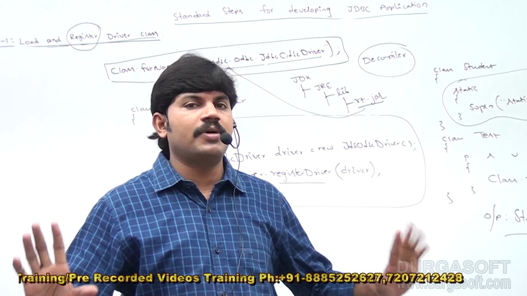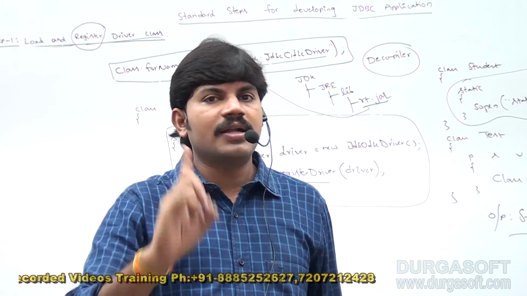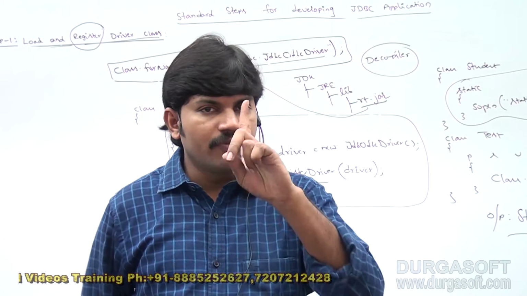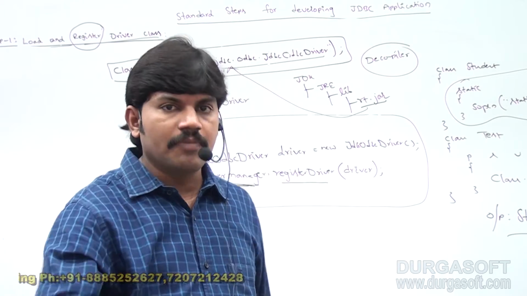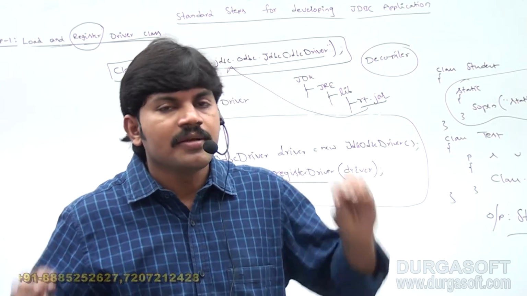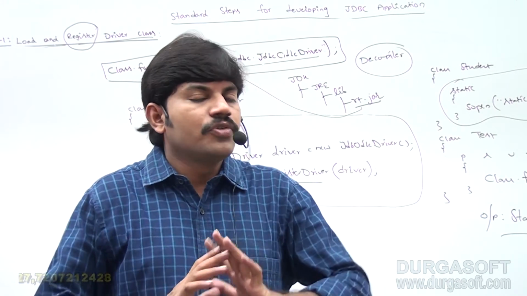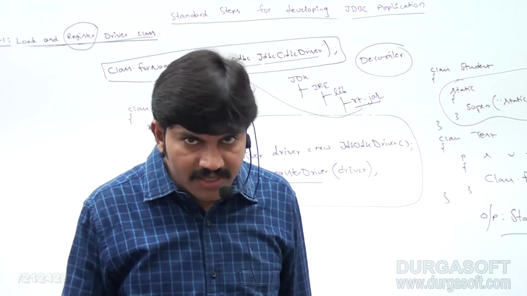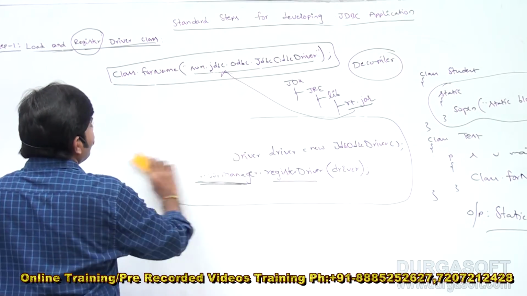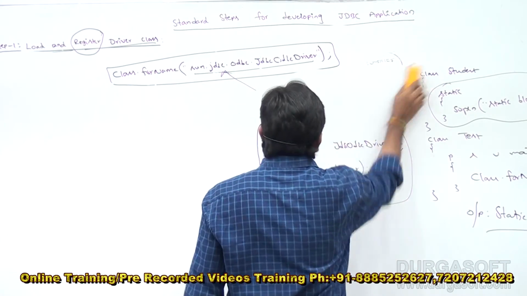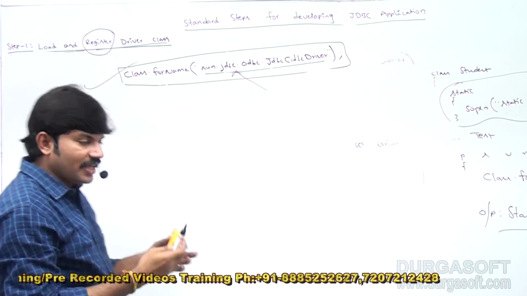Just simply remember, as part of developing our JDBC application, what is our first step, sir? Load and register driver class. For that, only one line is required. What is that line? Class dot forName of your driver class name. Internally, the static block is there. That static block is responsible to register this driver with the driver manager. We are not required to do it explicitly. Clear, right? So to load and register the driver class, how many lines of code do we need to write? Only one line. What is that line, sir? Class dot forName. That's all.